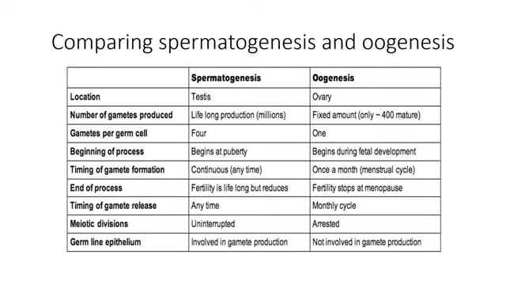Spermatogenesis releases gametes anytime, especially during ejaculation. Oogenesis releases gametes once a month. Meiotic divisions in spermatogenesis are uninterrupted. Meiotic divisions in oogenesis are arrested during meiosis I prepubescent, and arrested again during metaphase II before fertilization. In spermatogenesis, the germ-line epithelium is involved in gamete production. In oogenesis, the germ-line epithelium is not involved in gamete production.